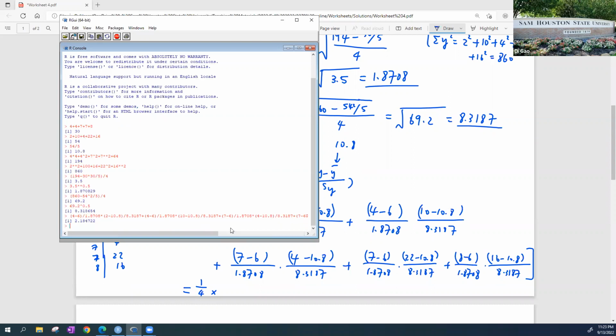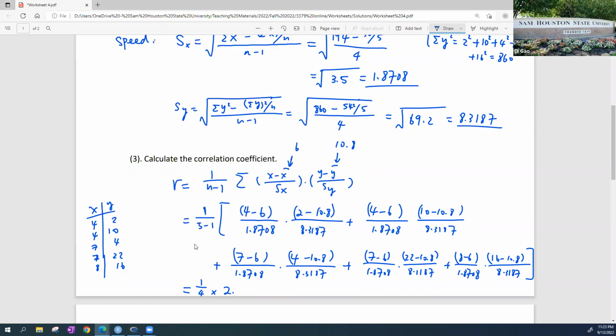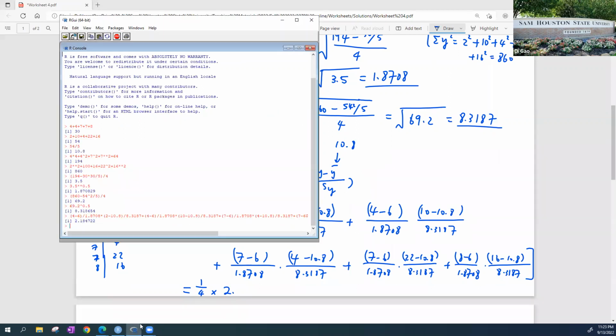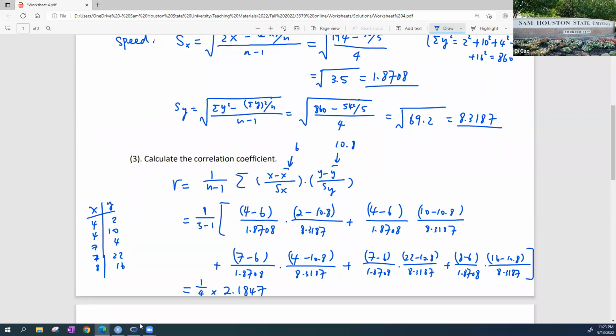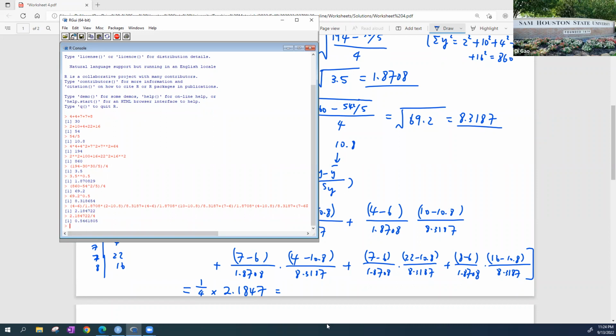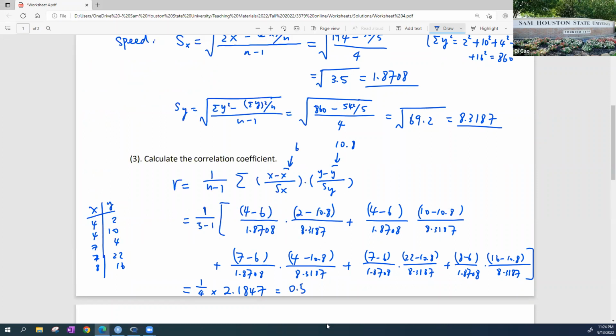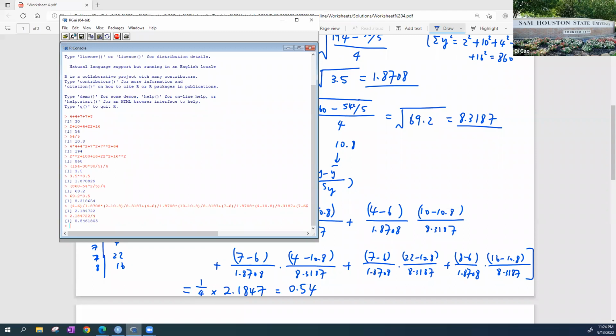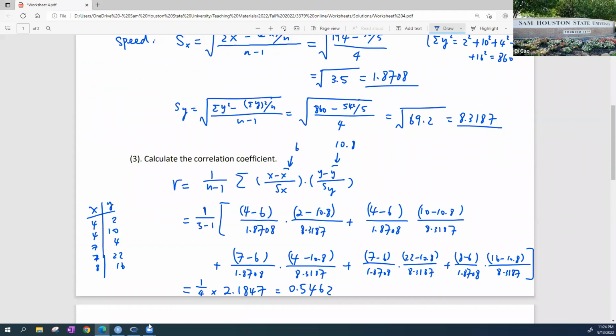Okay, the sum is 2.1847. And don't forget, divided by 4, so 2.184722 divided by 4. So we got 0.5462. And this is the correlation coefficient.